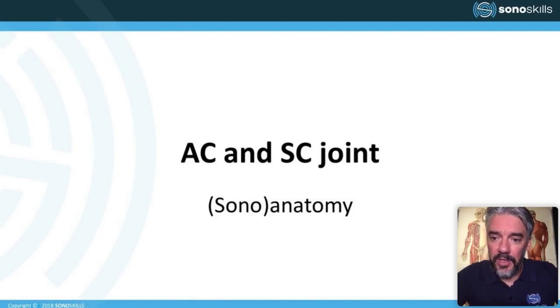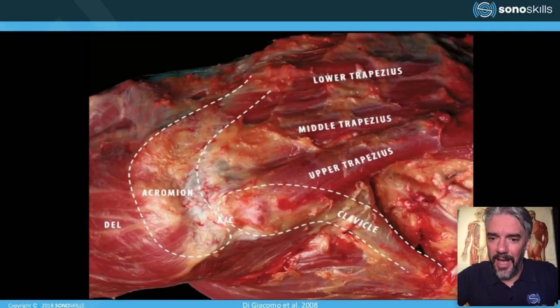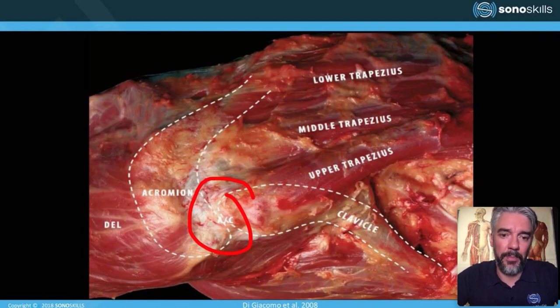So first, the AC joint and SC joint. Looking at the AC joint, we have this acromioclavicular ligament, which in fact is not really only a ligament, but is actually a capsule, a synovial capsule. And the AC joint is positioned right underneath fibers of the upper trapezius muscle.